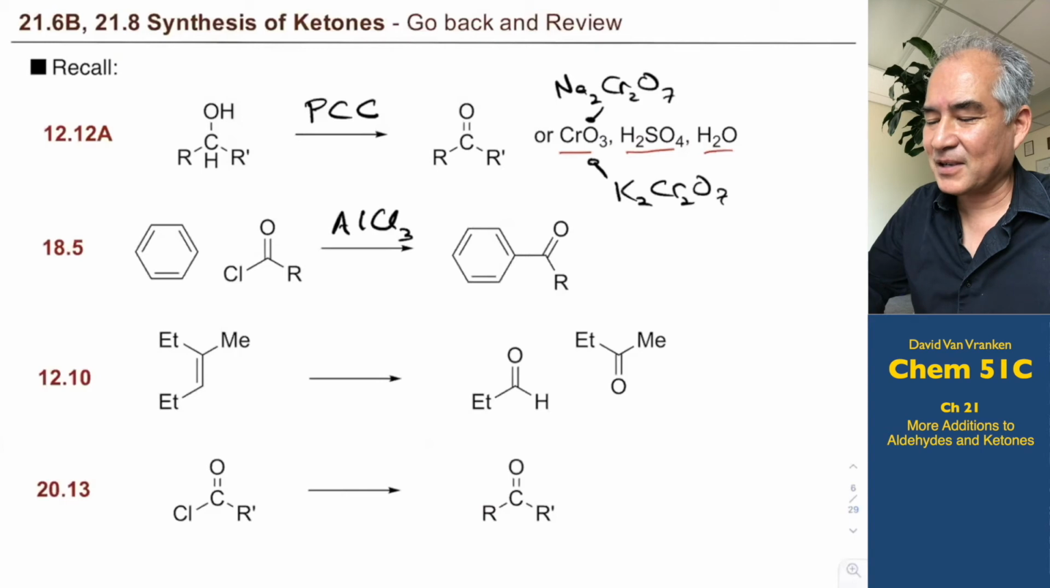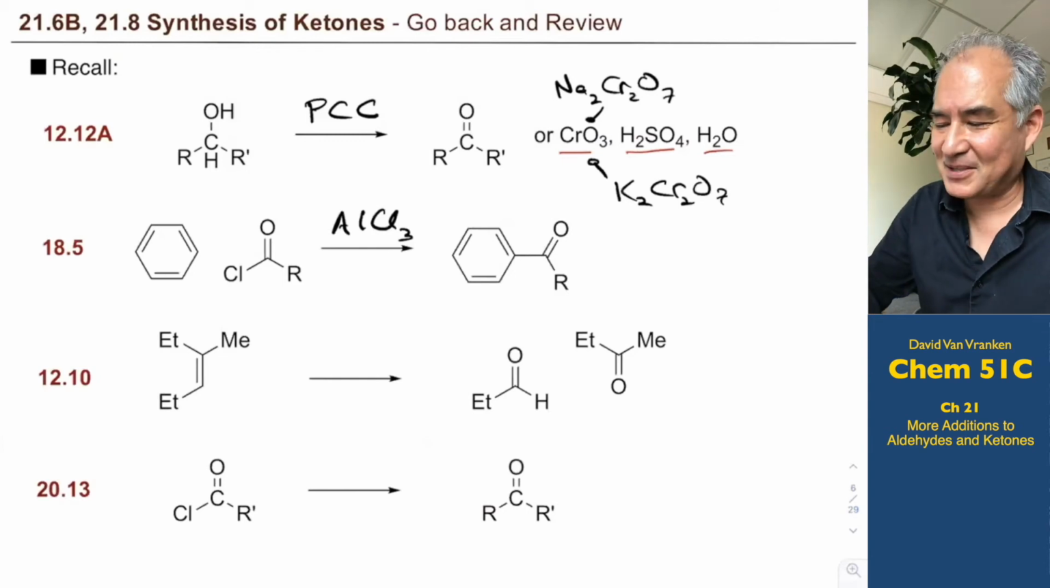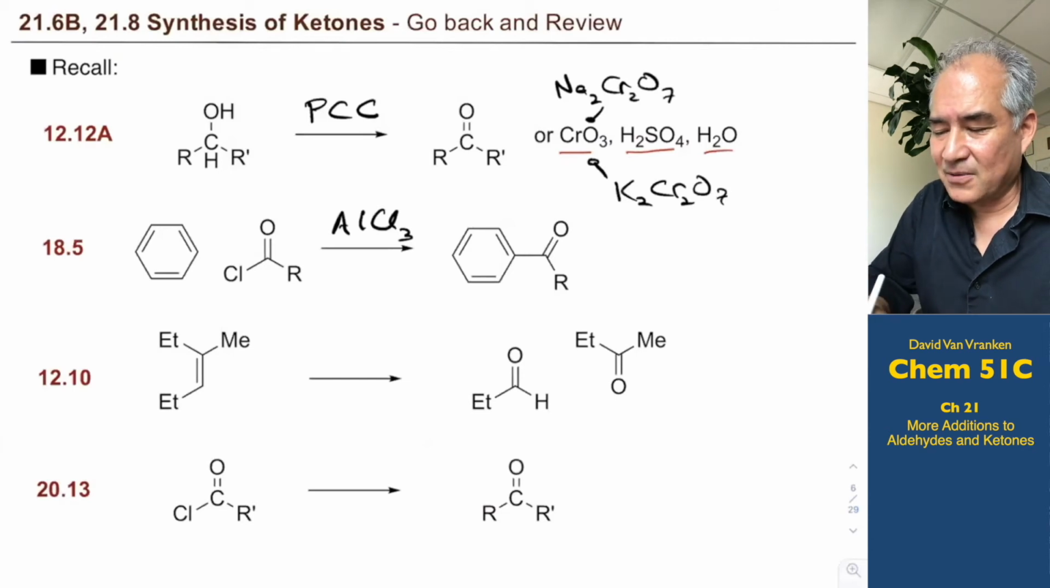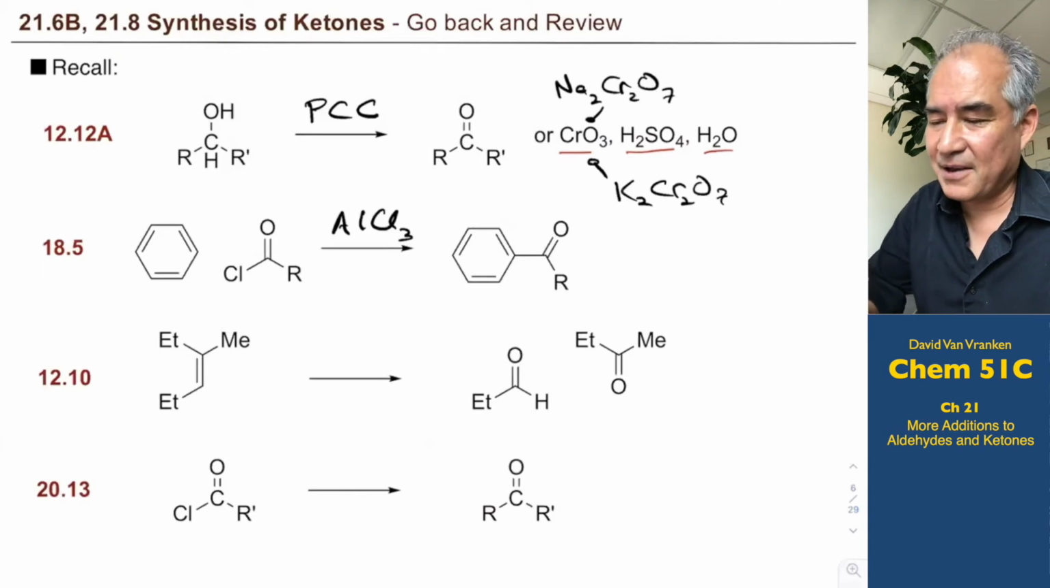And now, after covering chapter 20, I hope every time you see a ketone, you want to add Grignard reagents or alkyllithiums to that, or reduce it back to an alcohol using sodium borohydride or something like that. Now we can make ketones using ozonolysis, just like we make aldehydes using ozonolysis. It just depends on the substitution pattern of the alkene.